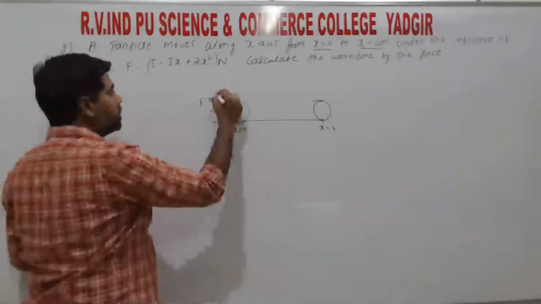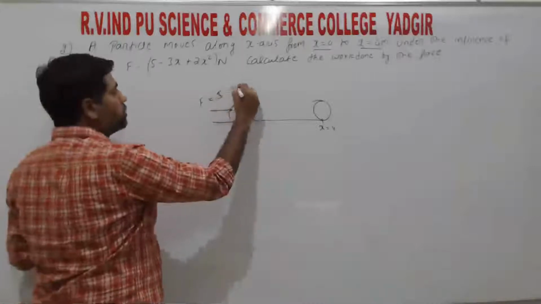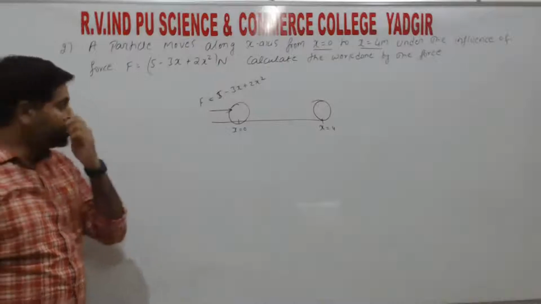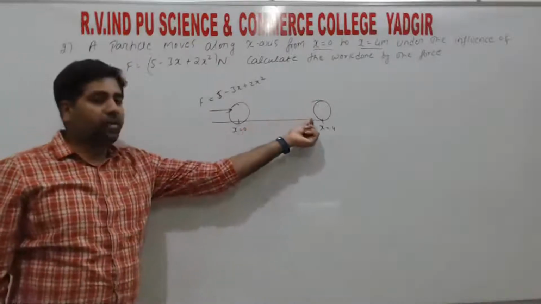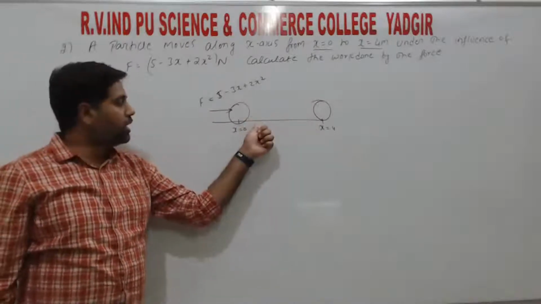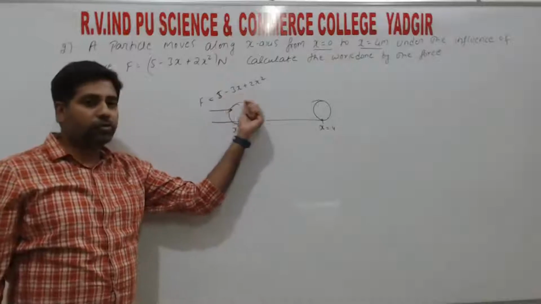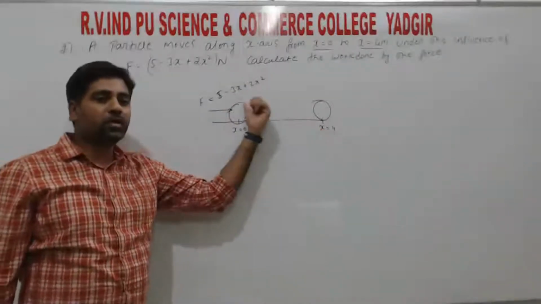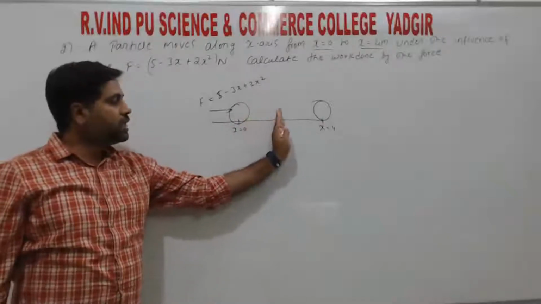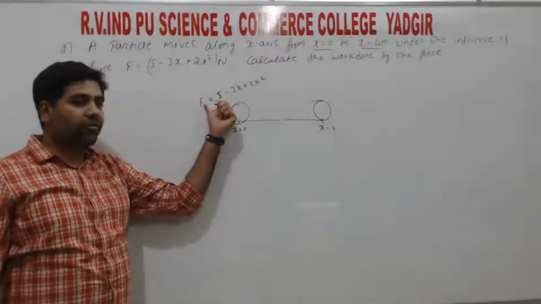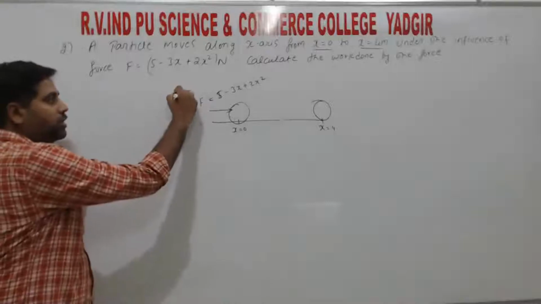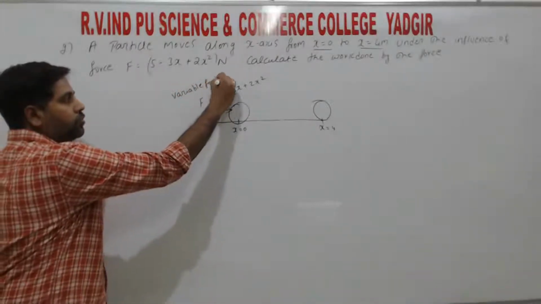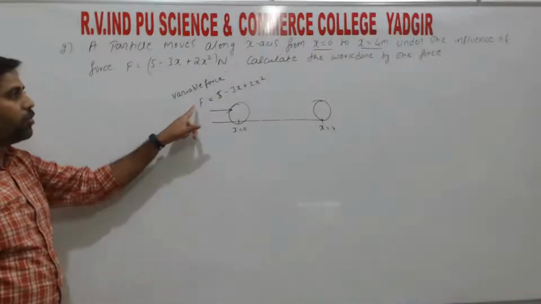So the variable force given is 5 minus 3x plus 2x square, right? So force is changing at each and every point. Along the displacement, when x equals 1 there is one force, when x equals 2 there is another force, at 3 another force, and at 4 another force. That means each time it is displaced, the force varies. So we call such a force a variable force, right? So they have given a variable force, not a constant force.